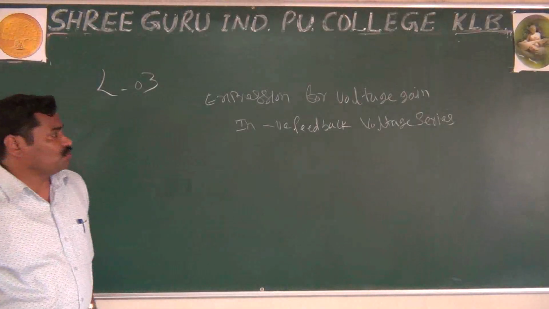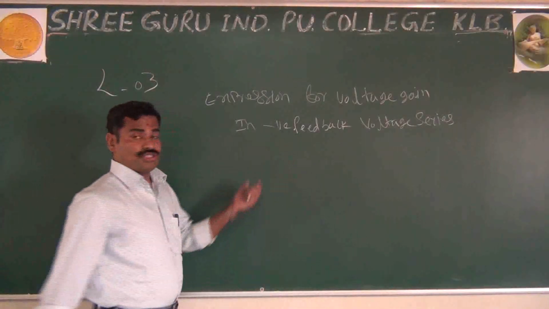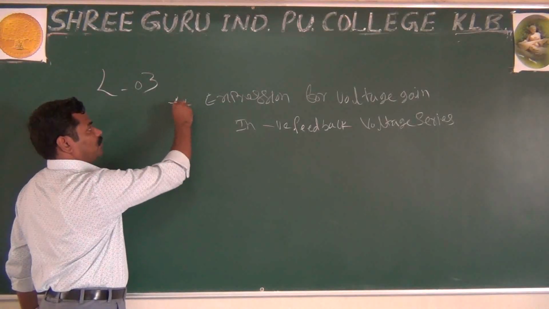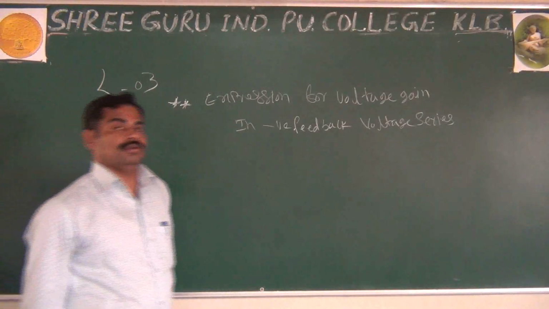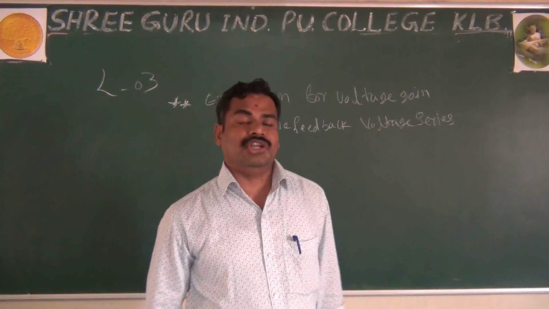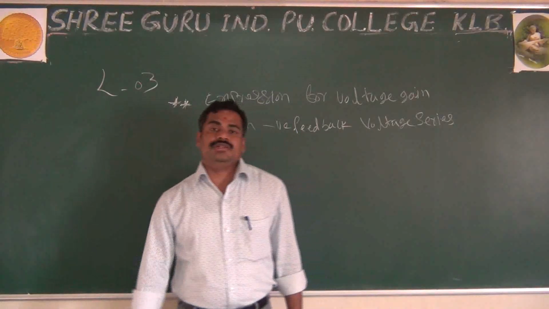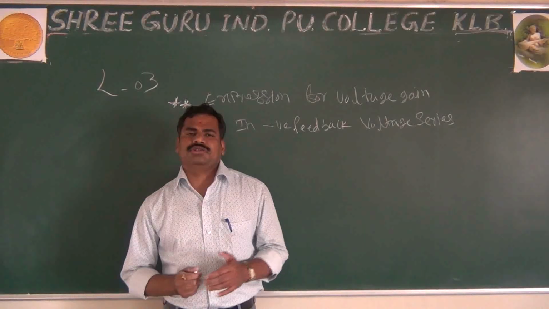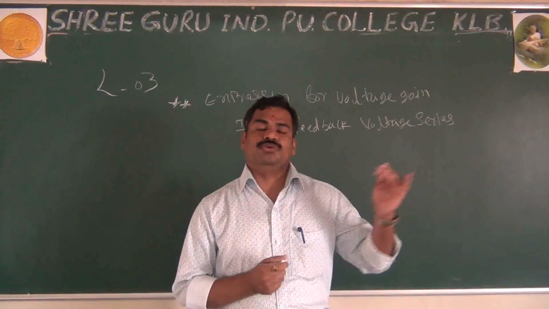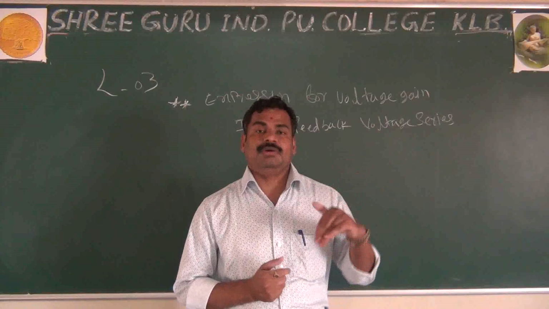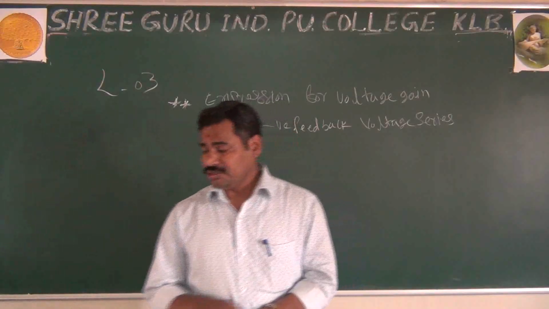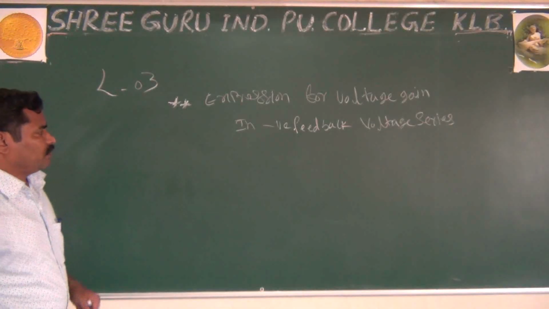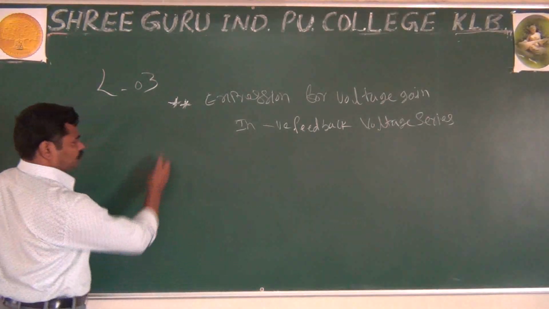Now first we draw the neat diagram. This is so important from your exam point of view. This question is asked many times for 3 marks: derive the expression for the voltage gain in a voltage series negative feedback amplifier, or show how the voltage gain is stable in negative feedback amplifiers. For that, first you draw the neat diagram. I will write the diagram here, and it is very easy to understand.